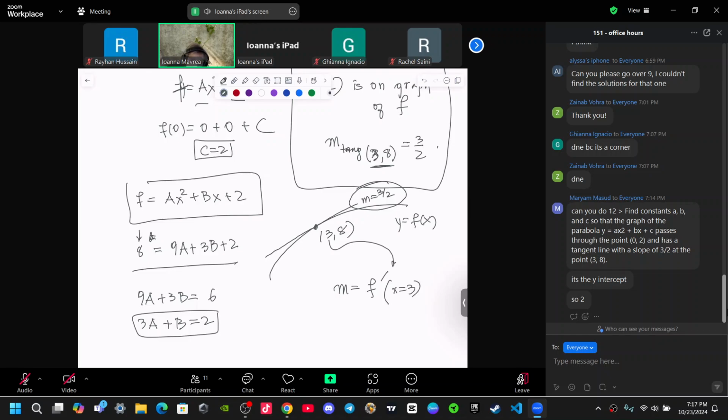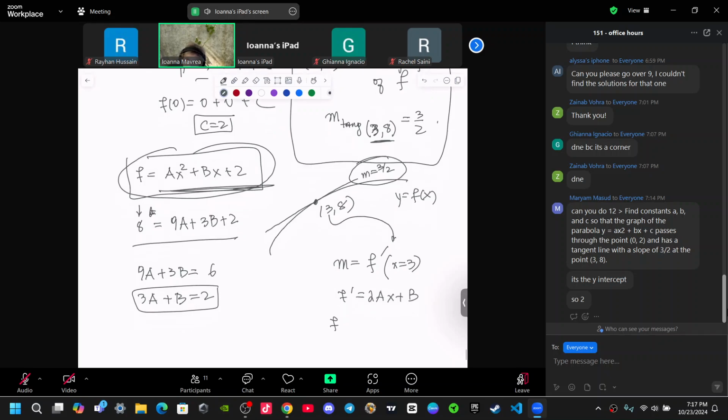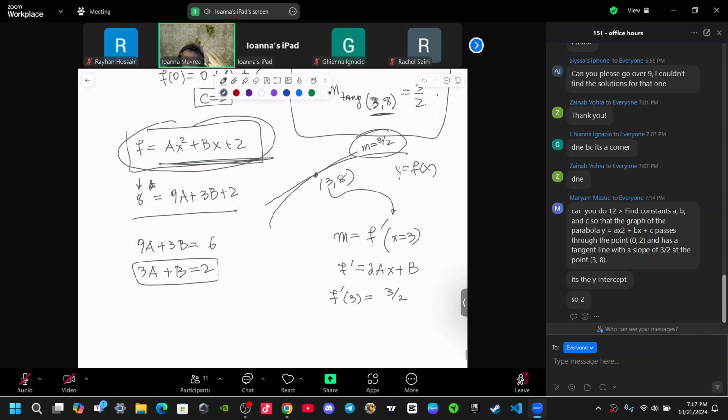So I'm going to find the derivative of this thing and plug in 3 for x. I should get the slope of 3/2, right? So the derivative of this function is 2ax plus b. And the derivative at 3 should be 3/2 because that's the slope. So when you plug in 3 for x, I get 6a plus b is equal to 3/2.